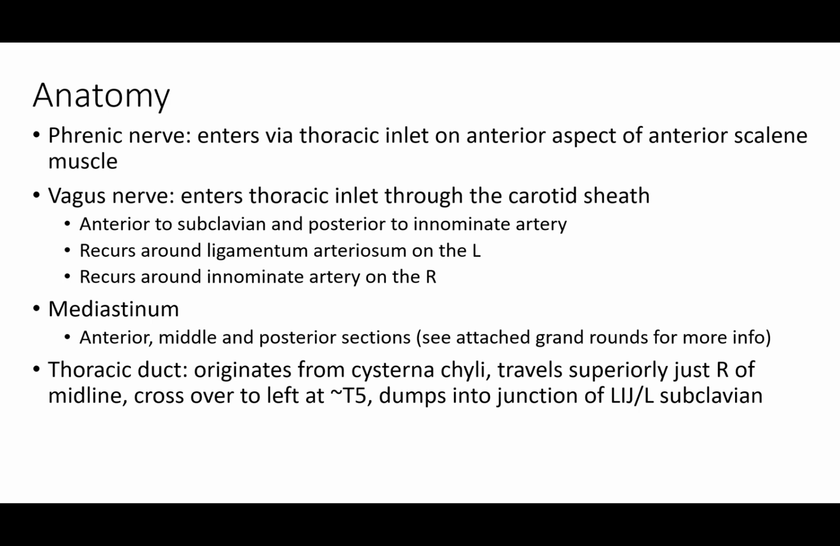Thoracic duct, one of the 4 or 5 birds of the thorax. This would be the thoracic duct. Don't forget your vagus, your esophagus, and one other that I'm forgetting. I'll get to you. But the thoracic duct originates from the cisterna chyli. It's going to travel up from the abdomen. Once it gets into the thorax, it's going to cross over from the right to the left at approximately the level of T5, and then it's going to dump on the posterior aspect of the junction between the left internal jugular and the left subclavian vein.